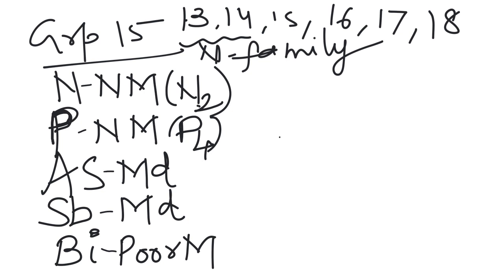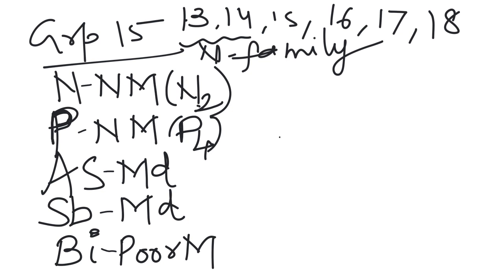Now the other characteristic properties. At first we will see the trend of atomic size in the group. You know that as we go down, the atomic size increases due to the number of shells increasing, and the screening effect also increases, and therefore the atomic size will increase.